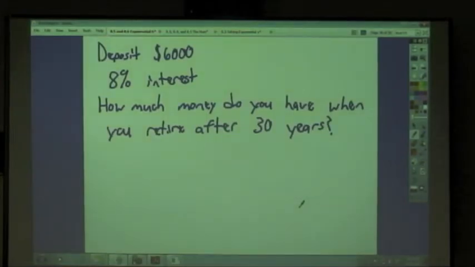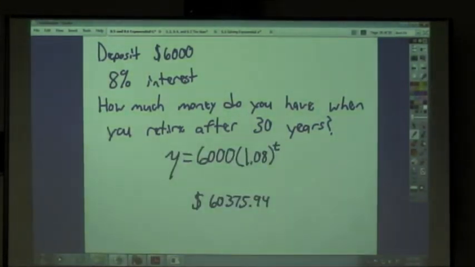Alright, here's your next question. You deposit $6,000 that you get as a signing bonus at work. You deposit it into a retirement account which earns 8% interest, which means you're going to earn a little bit more interest because you're investing a little more in some high-risk stocks maybe. How much money are you going to have when you retire after 30 years? Pause it.